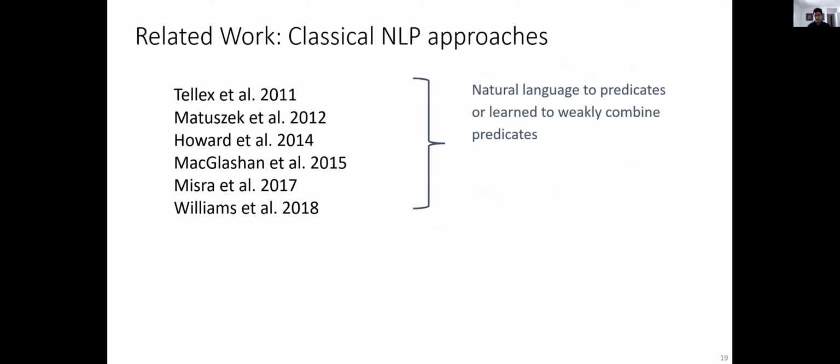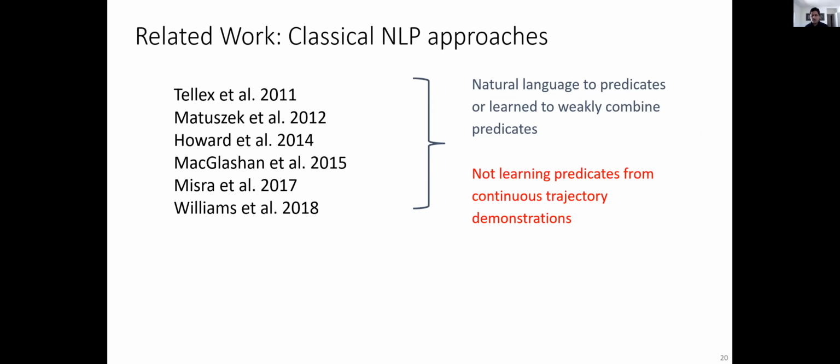Then there are classical NLP approaches that map natural language to some pre-specified predicates, and they learn to map language to some weakly combined pre-specified predicates. But they're not trying to learn predicates from continuous data.